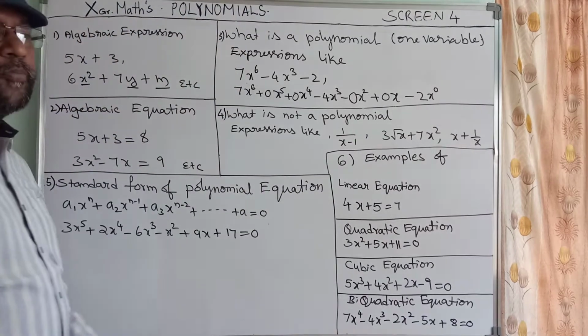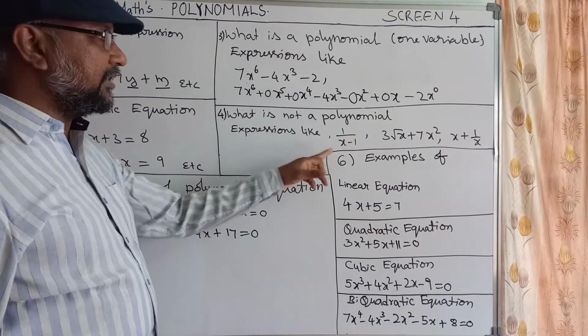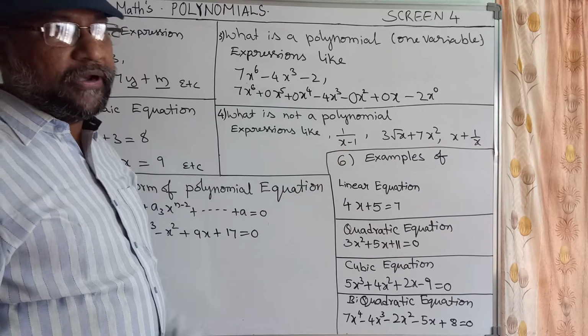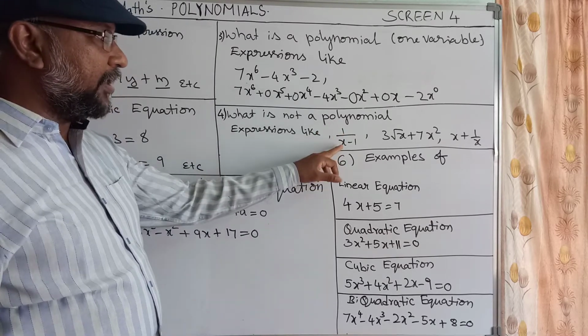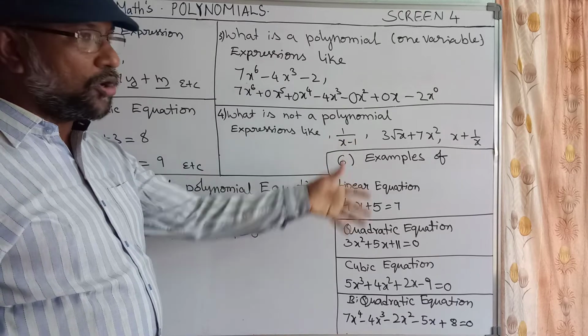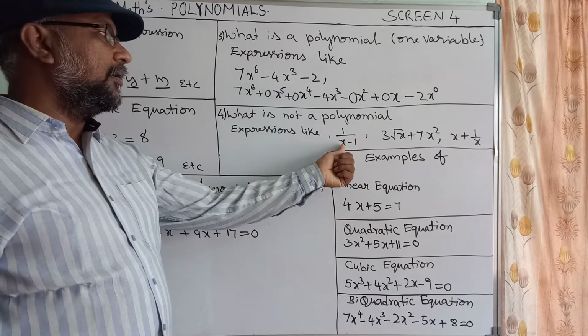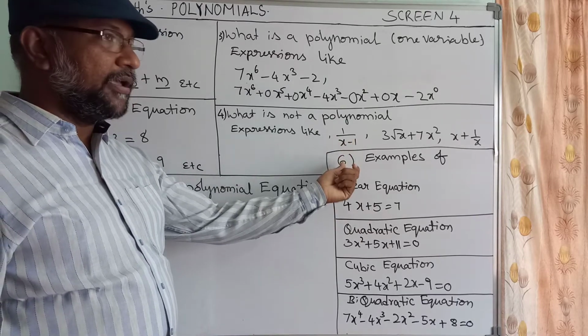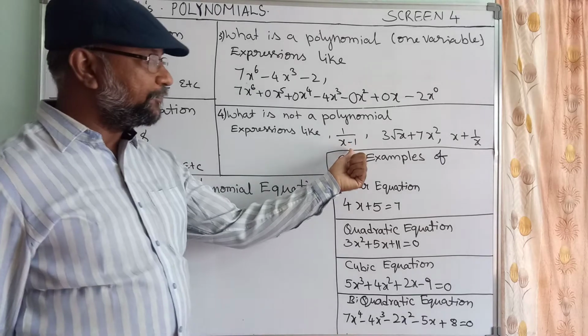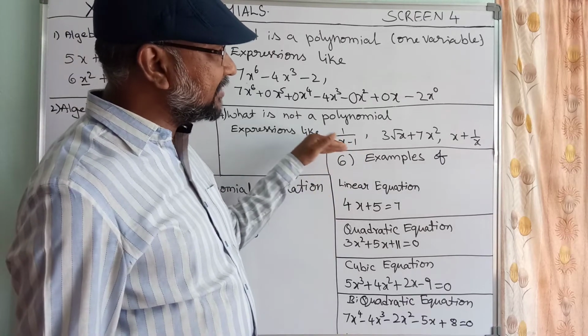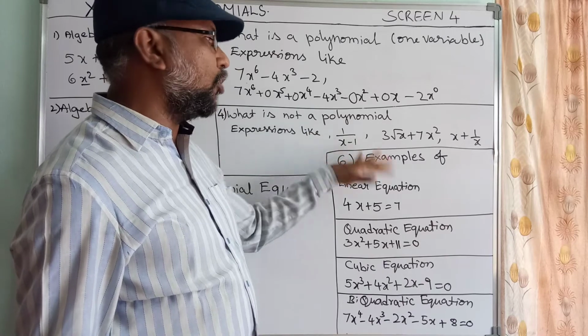Now, what is not a polynomial? Here we can see it should not be in a denominator. 1 by x minus 1 is not a polynomial. It looks like a binomial, but we should not consider it as a polynomial.